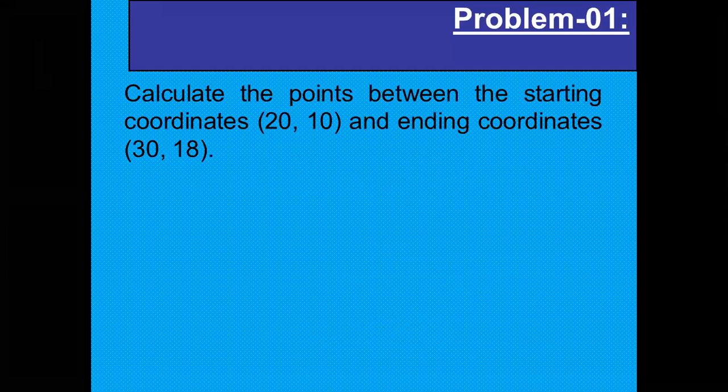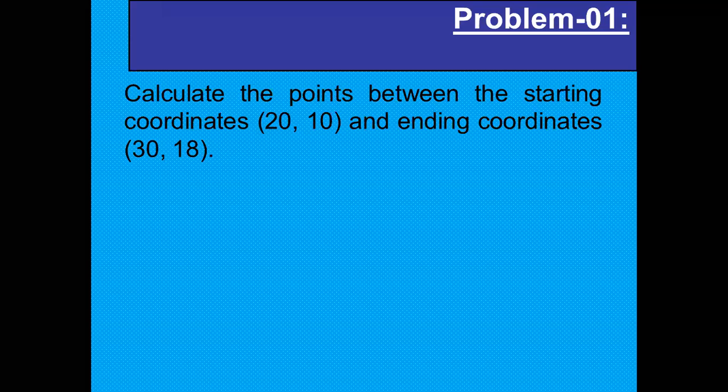First numerical here: calculate the points between the starting coordinates 20, 10 and ending coordinates 30, 18. So this is the problem here. Now we want to draw the straight line between these 2 points. So the first point, that is the initial point, is 20, 10 and the ending coordinates are 30, 18.